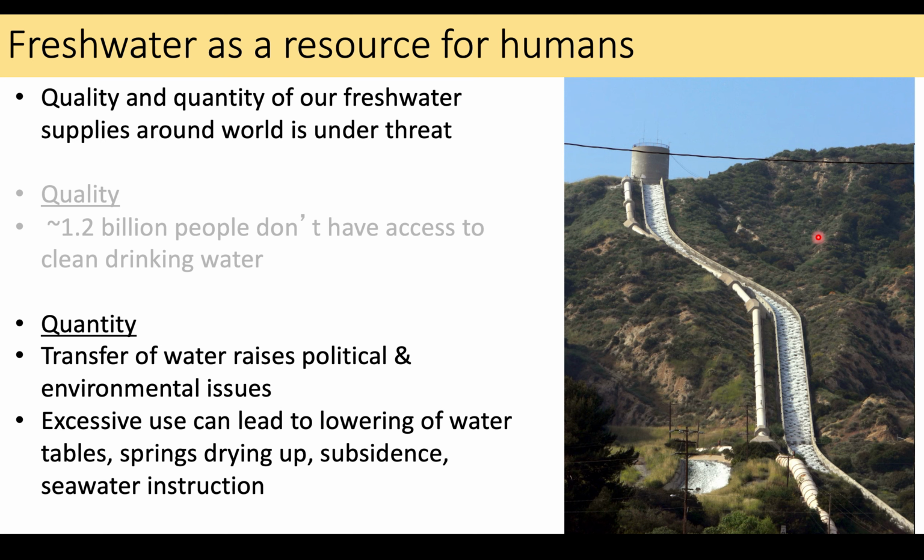And then in addition to the quality of our water, we need a certain quantity. So water moves from place to place. This can cause a lot of environmental issues as well as political issues. For example, when the water crosses a border of a state, crosses a border of a country, whose water is that? An excessive use or overuse of water is going to lower our water tables. Springs and rivers can dry up. We can have subsidence or sinking of the surface of the earth, as well as intrusion of seawater into our water table.